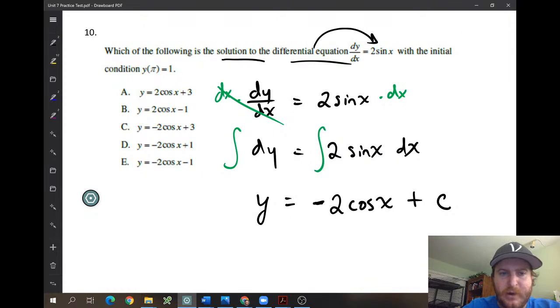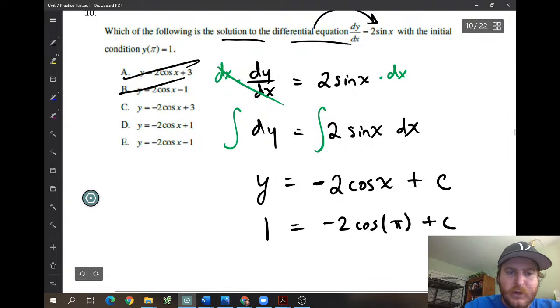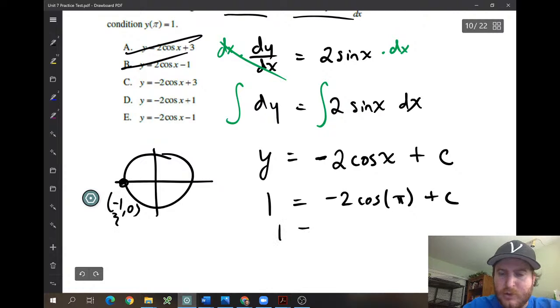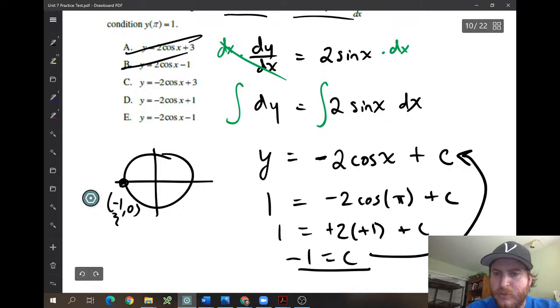So just from here, we could cross out A and B. And then we're going to plug in y of pi equals 1. So for my y value, we'll plug in 1. Negative 2 cosine of pi plus c. You need to make sure you have your unit circle and your trig table memorized. So cosine of pi is negative 1. So this is 1 equals negative 2 times negative 1 plus c. That's positive 2. Subtract the 2 over. We get negative 1 is c. So we take that and we plug it in there. So we get negative 2 cosine of x minus 1. So our choice is E.